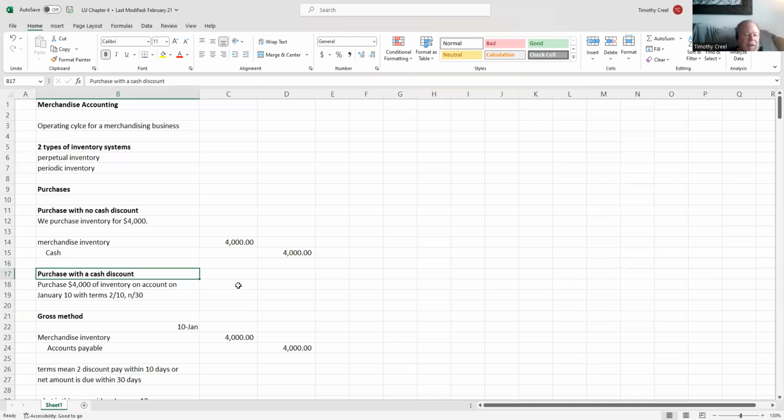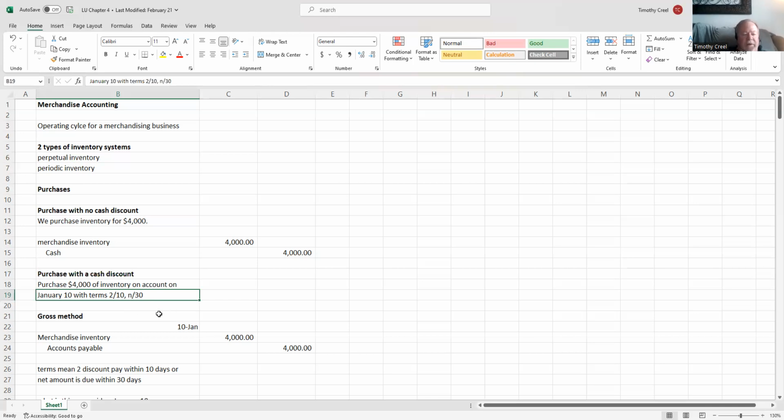So let's say we have a purchase with a cash discount. Let's say we purchased $4,000 of inventory on account on January 10th with terms 2/10, n/30. What these terms mean is that this supplier will give us a 2% discount if we pay them within 10 days. Otherwise, the total is due within 30 days.